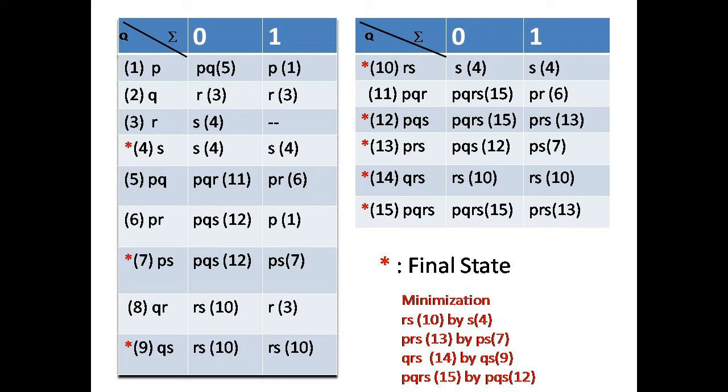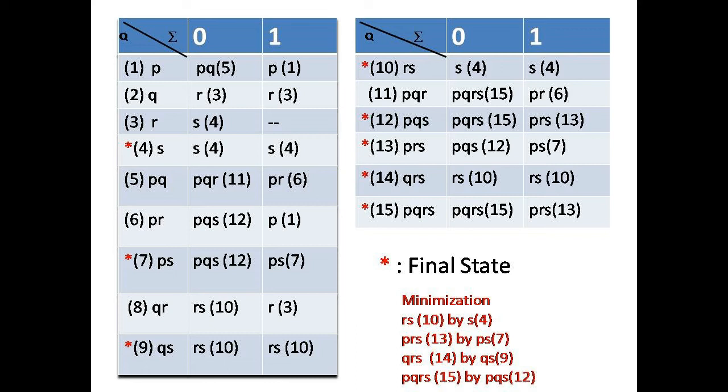Same as the state equivalence, PRS by PS. PRS on 0 symbol goes to PQS. PRS on 1 input symbol goes to PS. PS on 0 symbol goes to PQS, and PS on 1 symbol goes to PS. Both are final states. Same as, we can replace QRS by QS and PQRS by PQS.